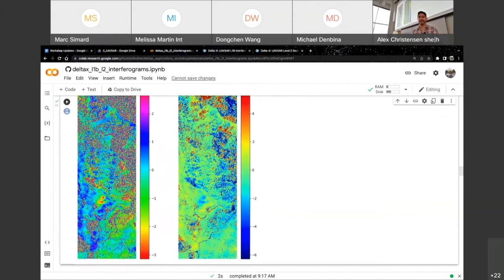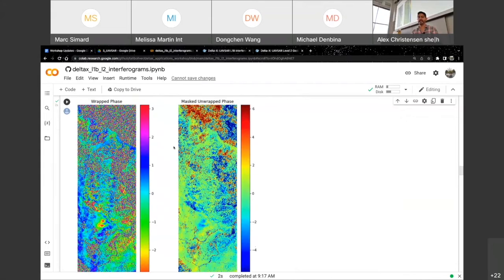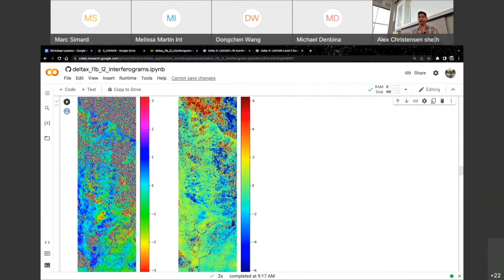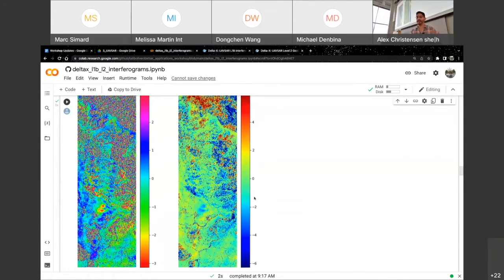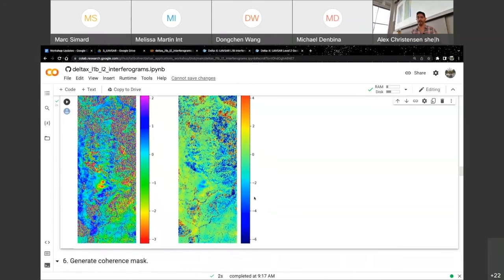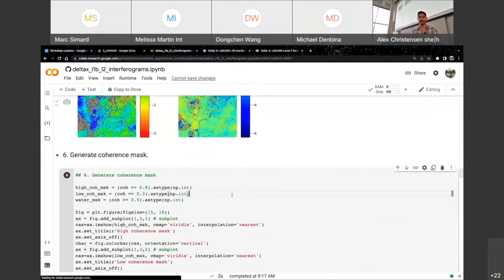And you can see the difference. This is the same data, just one has been unwrapped and the other one is wrapped. You can see how the range of values is different, and you can already see how the map looks different. The direction of the change is even quite different. But let's go ahead and mask so that we can better look at what we are observing here.